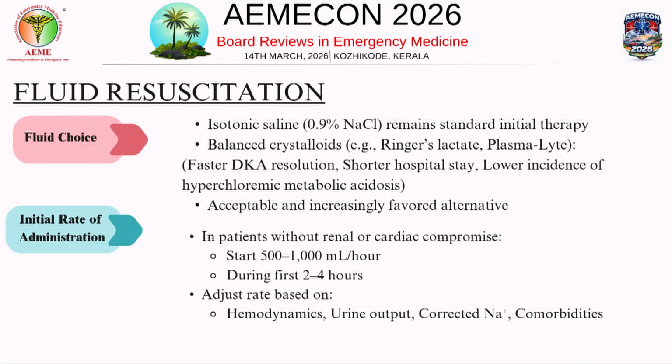And what will be the initial rate of administration? Imagine you have a patient there with no renal or cardiac compromise. You can start with 500 to 1000 ml per hour and you can continue this for around 2 to 4 hours. But after that, we have to titrate the fluid for the patient based on his hemodynamics, the urine output, the corrected sodium and the comorbidities.